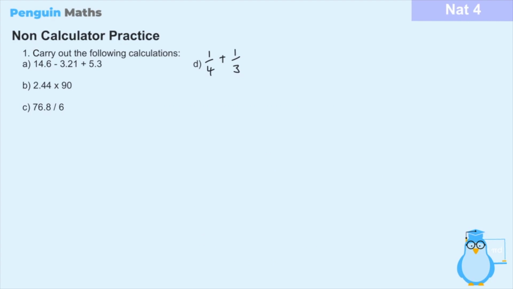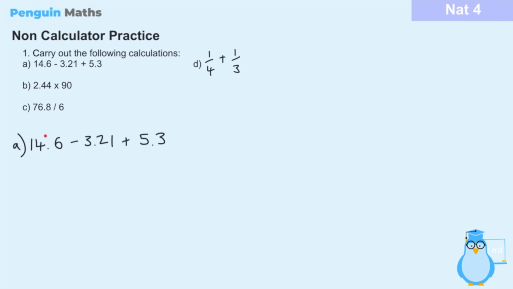Okay, so this first question is divided up into 4 parts, and it basically just consists of 4 different sums, and it tests our knowledge both on times tables and our ability to divide and multiply, and we also have a fraction question here at the end. So let's begin by looking at part A.